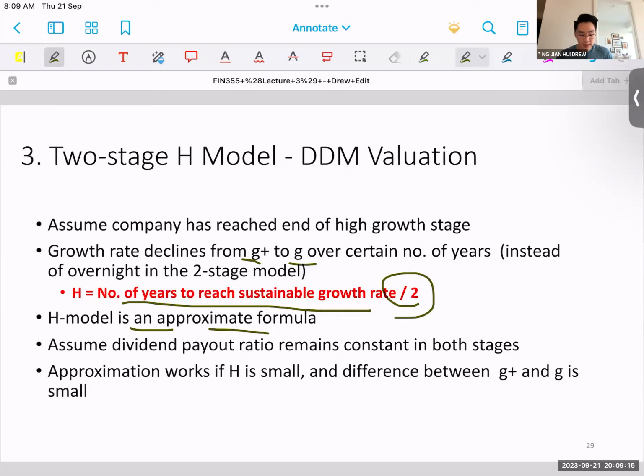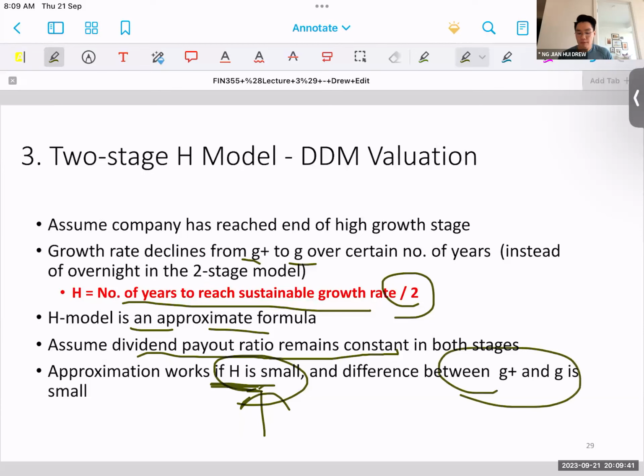First of all, it assumes the dividend payout to be constant in both stages, as we saw earlier in the simple two stage as well. But not only that, because it's an approximation, it only works if H is small, meaning what? Meaning the supernormal growth is for maybe 5 years or 4 years, a small number, right? So H is small, and the difference between GS and G is small as well. And we'll see why in a bit.